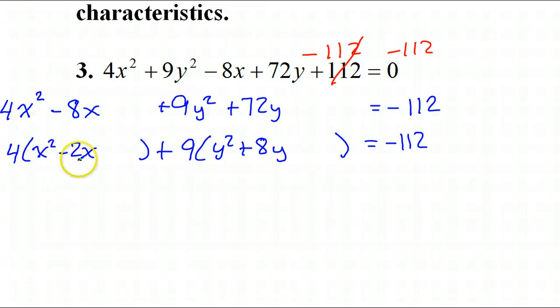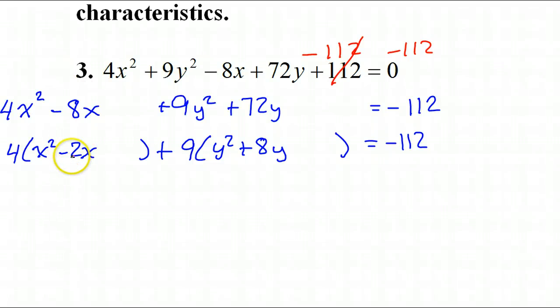If you are at all confused where I'm getting the 2 and the 8 from, just remember when I pull out that 4, I'm dividing by 4. When I pull out this 9, I am dividing by 9. 72 divided by 9 is 8. Negative 8 divided by 4 is negative 2. So, you're welcome. That just helped you out right then.